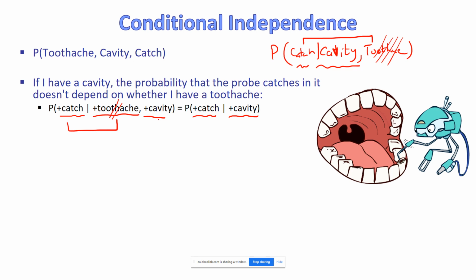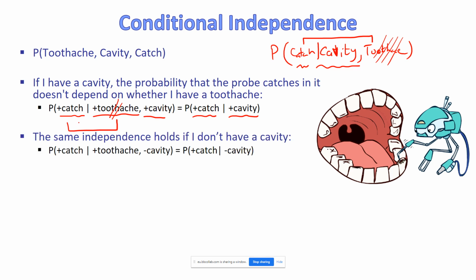Okay? So that's the mathematical form. That's the probability form. Probability of catch given toothache and cavity is like only knowing cavity, because toothache here will not make any difference. Now, the case that Mahmoud just mentioned, if I don't have a cavity, still holds, because knowing that I don't have cavity, of course, will make me change my belief in catch, but knowing anything about toothache will not make that change. Okay?